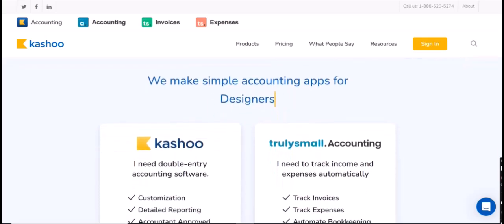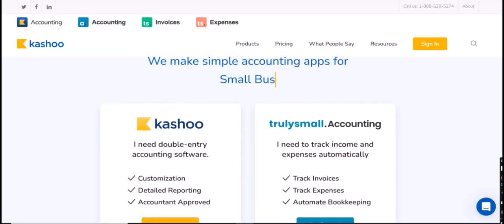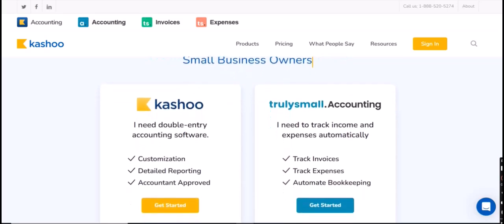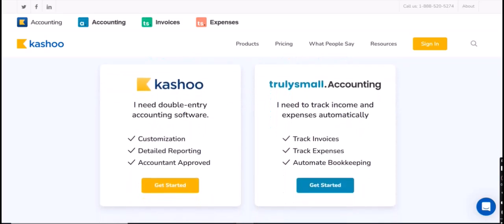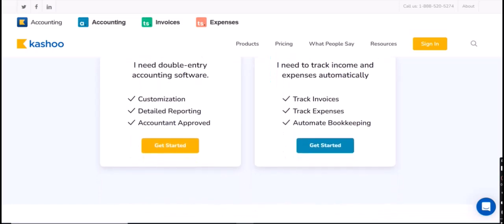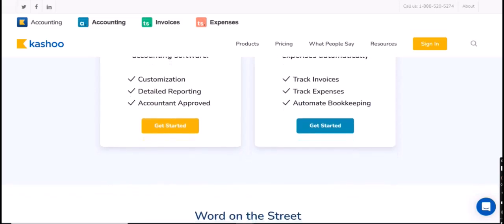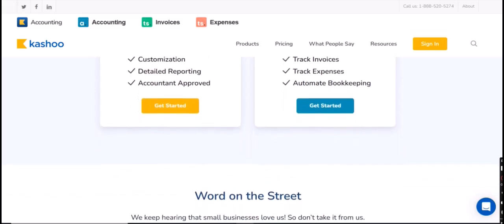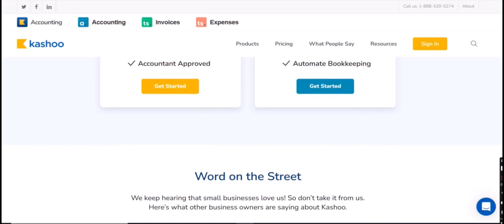Conclusion: is Kashoo right for you? Ultimately, the standard of Kashoo depends on your specific needs. If you are a very small business owner, freelancer, or sole proprietor looking for a simple and affordable way to manage your basic accounting tasks without needing extensive accounting knowledge, Kashoo could be a good fit. Its ease of use is a significant advantage.